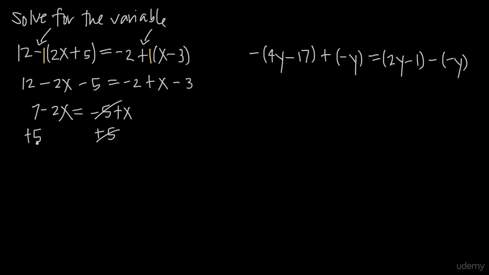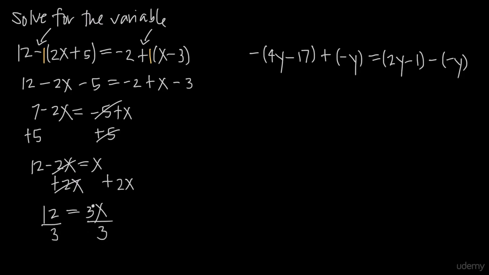Over here on the left, 7 plus 5 gives us 12, so 12 minus 2x is equal to x. Now we want to go ahead and add 2x to both sides, because that'll cancel the negative 2x on the left. So negative 2x and a positive 2x cancel, and we're left with 12 is equal to x plus 2x is 3x. Then we just divide both sides by 3. That'll cancel the 3 in the numerator and denominator, leaving us with just x on the right. 12 divided by 3 is 4, so we get x is equal to 4 for our final answer.